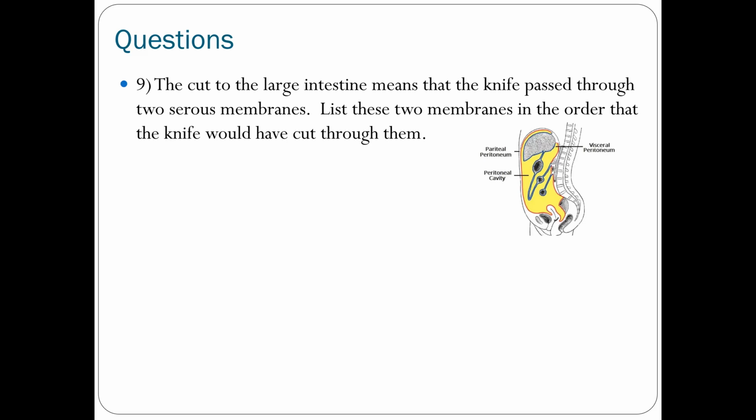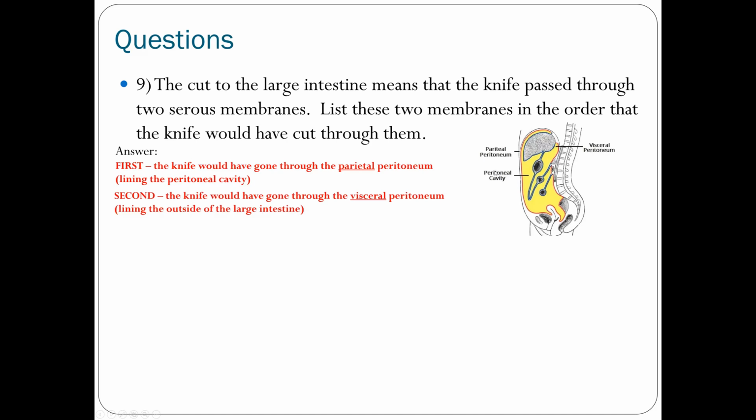So remember that parietal peritoneum, the parietal version of the membrane, is lining the cavity itself and is shown in this picture as a red line. Visceral peritoneum would be the membrane that is lining the organs and is shown as a blue line. So if we think about the knife puncturing into the abdominopelvic cavity, the answer is that first the knife will go through the parietal peritoneum because that's lining the cavity itself and is the first thing the knife would hit. And then secondly, the knife would go through the visceral peritoneum, which is lining the outside of the large intestine.